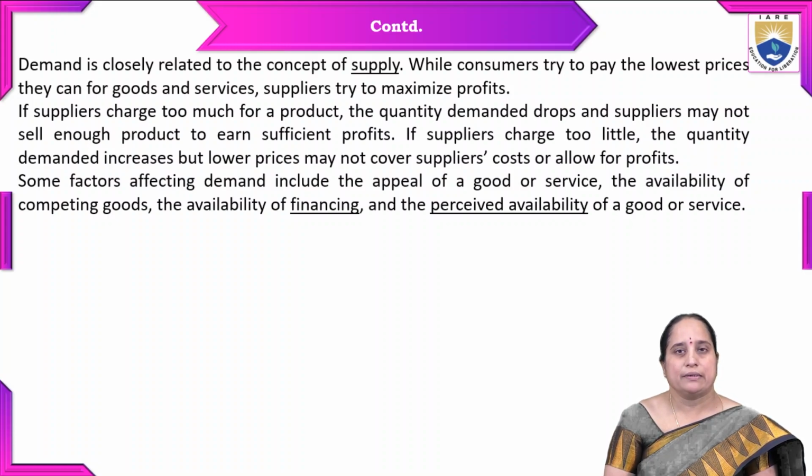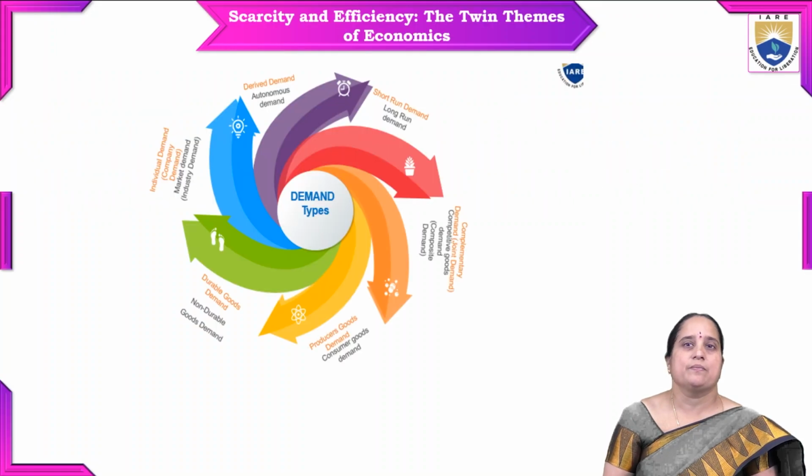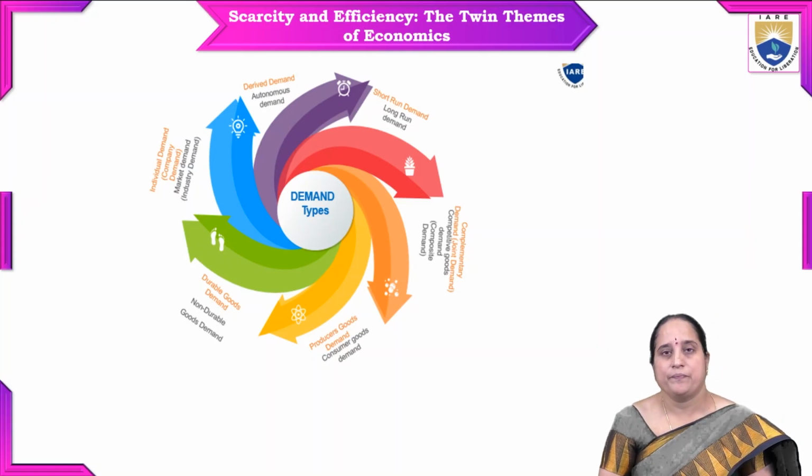There are many factors that affect demand, such as the appeal of a good or service, the availability of competing goods, which means substitute goods, the availability of financing, and the perceived availability of a good or service. All these factors we consider in demand analysis. Scarcity and efficiency are two interrelated things. They are like twin themes of economics.